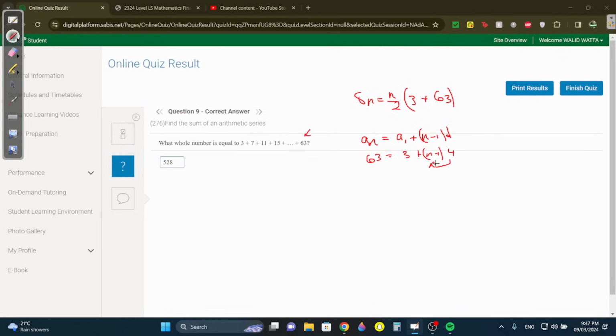An is 63, a1 is 3, plus n minus 1 times the constant difference, which is 4. Distribute this 4, you get 4n minus 4. 4 times n is 4n, 4 times minus 1 is minus 4. And you still have that plus 3 equals 63. Minus 4 plus 3, it becomes 4n equals 64. n equals 16. So we can go back here and put n as 16 over 2, 3 plus 63. Put this on a calculator, you get 528.